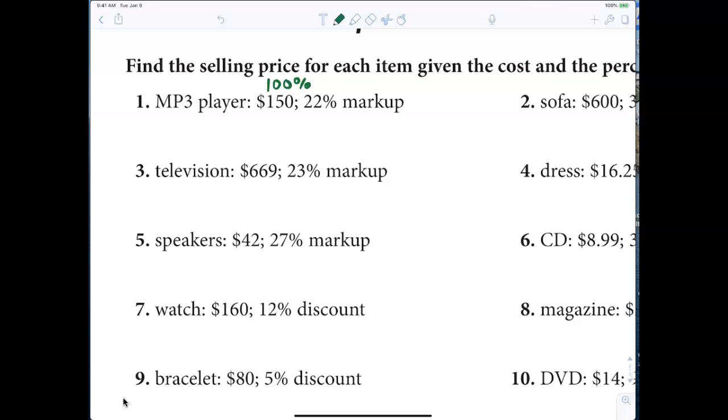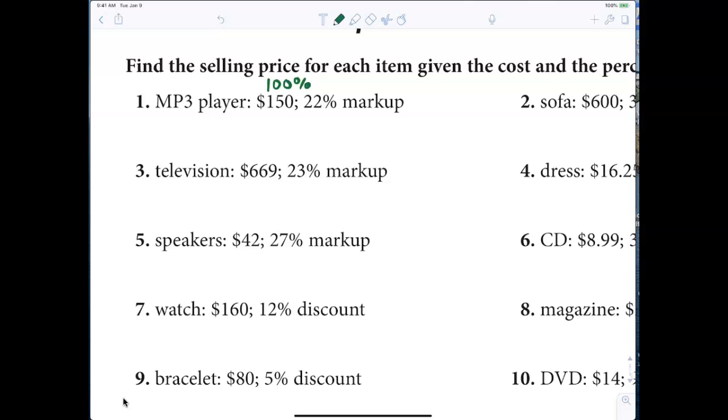So everybody take your calculator, take 150 times 0.22. Tell me what that is. $33, right? So that would be the markup. So what would you sell it for? Yes, exactly. You would take 150 plus the 33, and so that would be $183. That would be the markup price. Everybody with me on that?